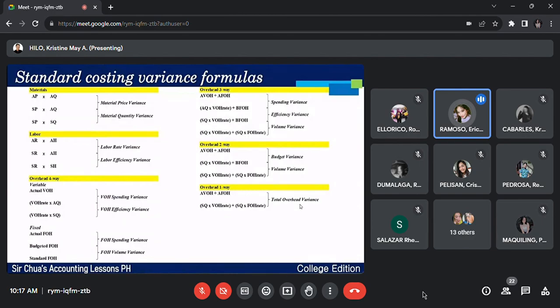Then for labor, it is actual rate times actual hours, which we compare to standard rate times actual hours. The difference is the labor rate variance. Then standard rate times standard hours gives the labor efficiency variance. The comparison is the same as before.